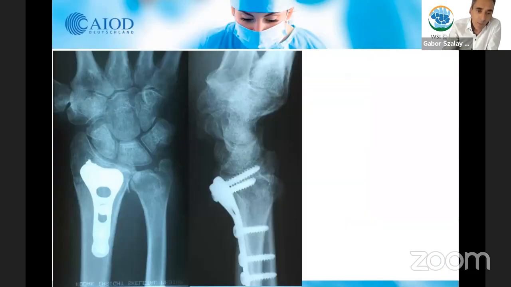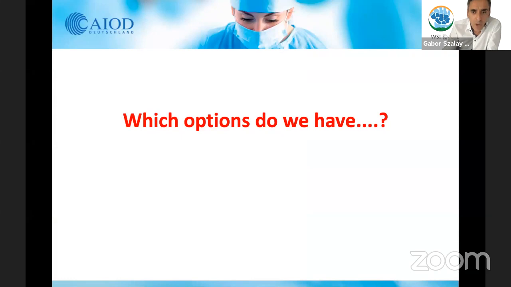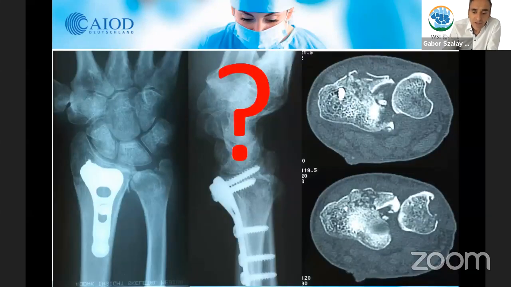So I will come to this case later, a 44-year-old man, 1 year after the distal radius fracture and the volar plate osteosynthesis. An older picture, you see it, those plates a long time ago. But then you do the CT scan and you see the arthrosis of the distal radius ulnar joint. So the question now is what to do. Which options do we have in such a case?